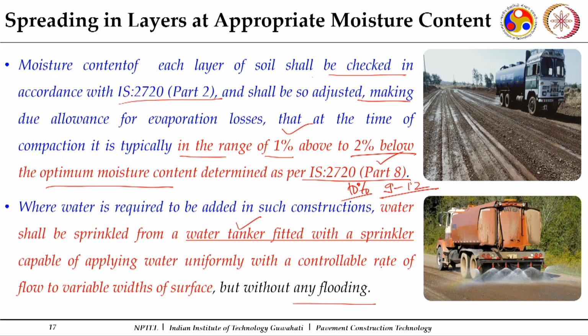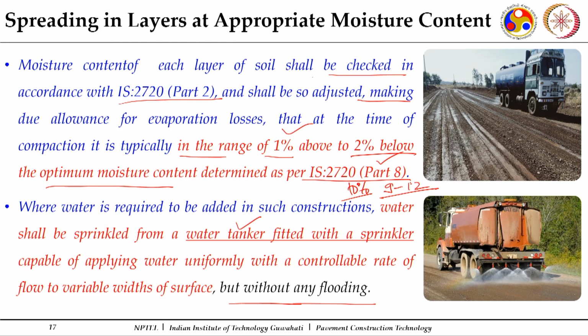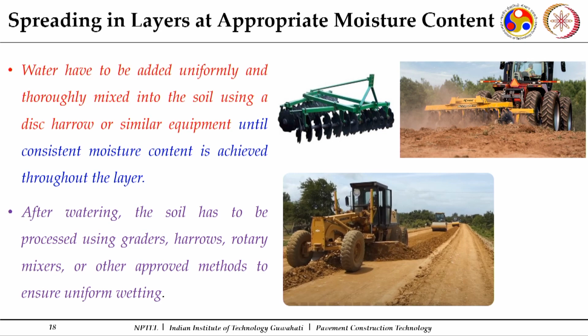And we need to ensure that a uniform sprinkling of water is happening. There should be no flooding, and flooding may happen if the proper camber is not there. In that case, if at certain locations some excess water has been applied, then that section or part of the stretch needs to be aerated to bring down the moisture content to the required moisture content for your compaction.